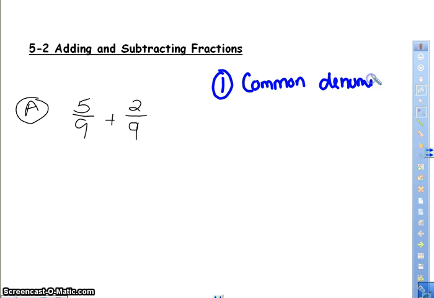Okay, and we've learned from last chapter that in order to get common denominators, we're going to find the LCD. We need to find a common multiple of both numbers. If you already have common denominators, like in this question, you don't have to worry about it. But we must have common denominators.